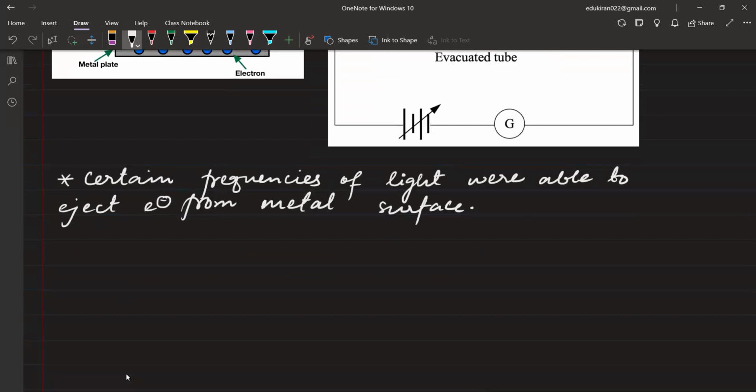Now, each and every frequency of light bears some energy, and that energy can be given by E is equal to h nu. This is the frequency multiplied by the Planck's constant. We will get the energy of that particular wavelength or that particular frequency.